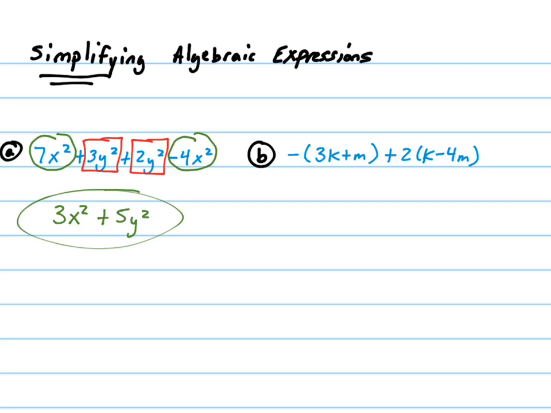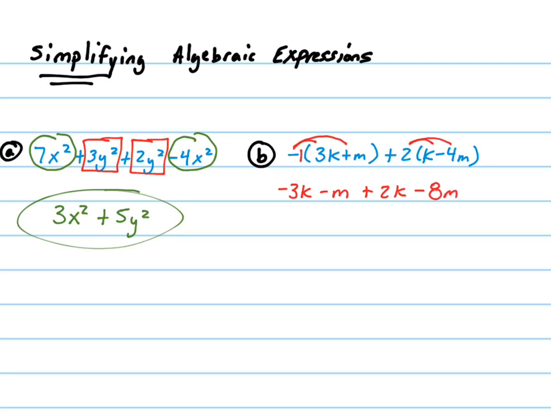In question B, same idea, looking for like terms, but before we get there, we've actually got to distribute the quantities outside the parentheses first. So this negative 1 has to distribute throughout. So that gives us negative 3k minus m. And we do the same thing with the 2. So plus 2k minus 8m.